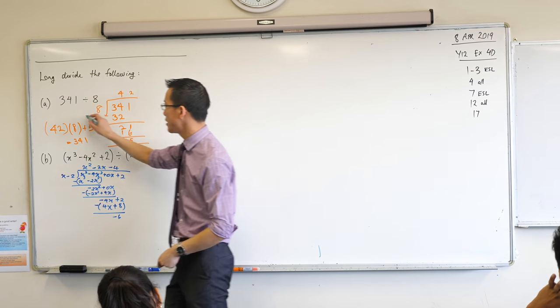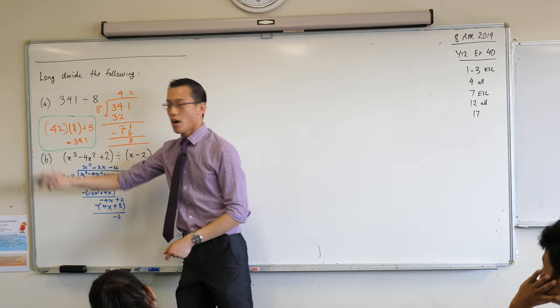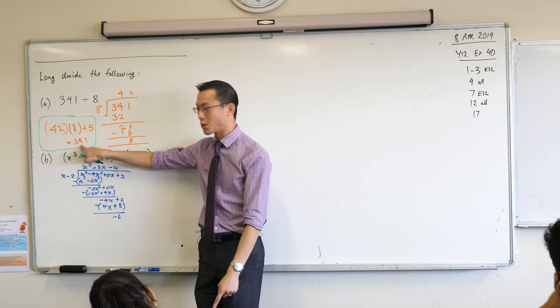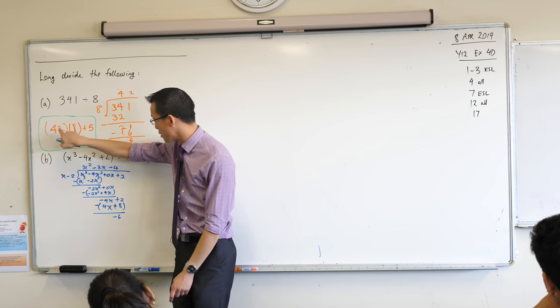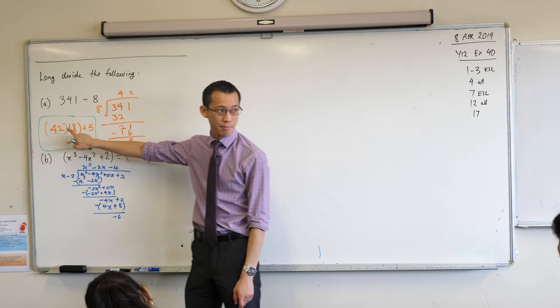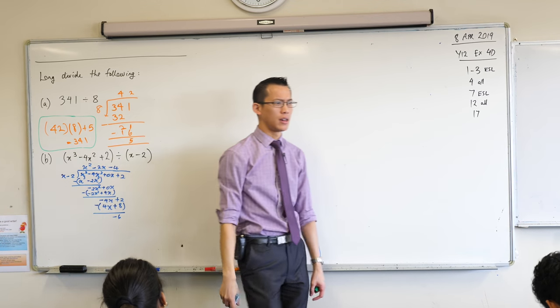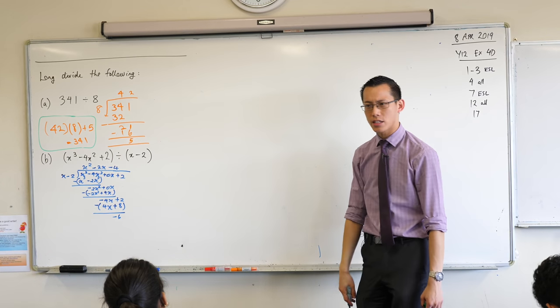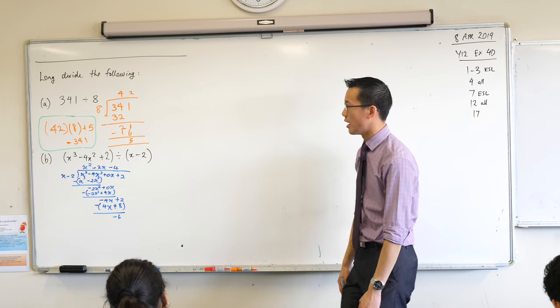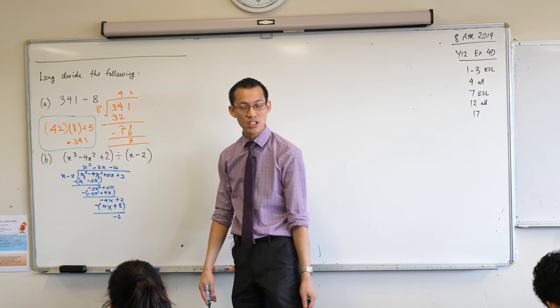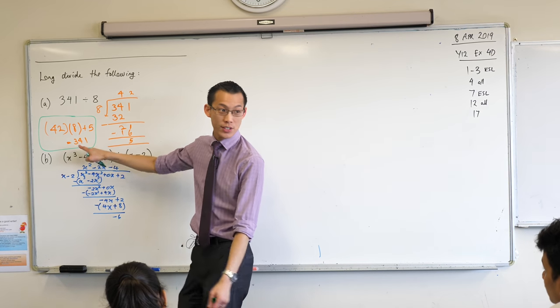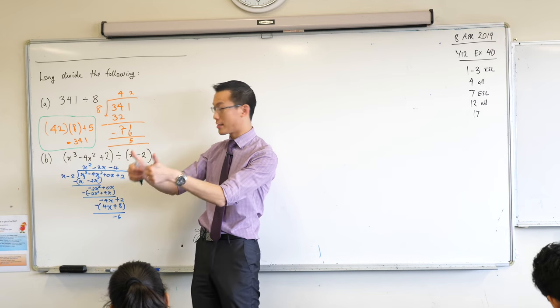Jermaine's already helpfully done this, right? When you've got your original, your dividend, it is the divisor multiplied by the quotient plus the remainder. And you can actually check that out. What is 42 times 8? 8 lots of 40 is 320. 8 lots of 2 is 16. So 336 plus 5, does that give us 341? Yes. Thumbs up, it does, right?